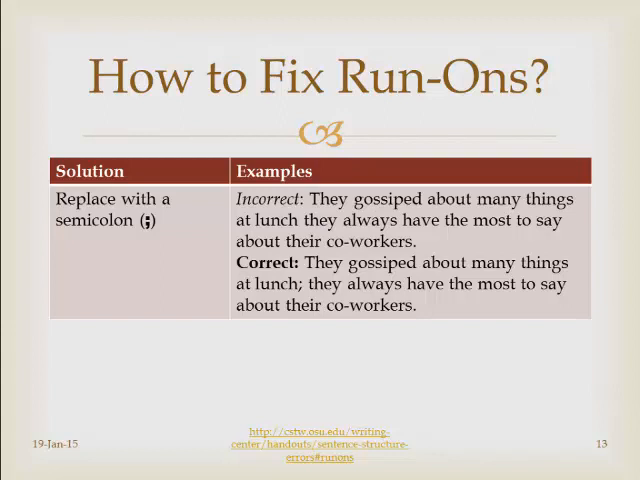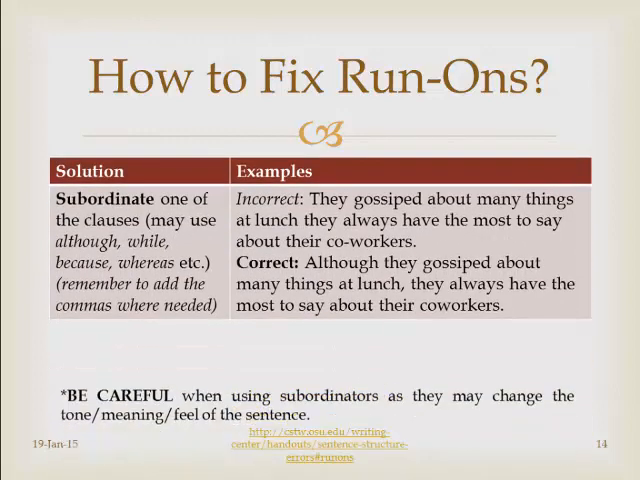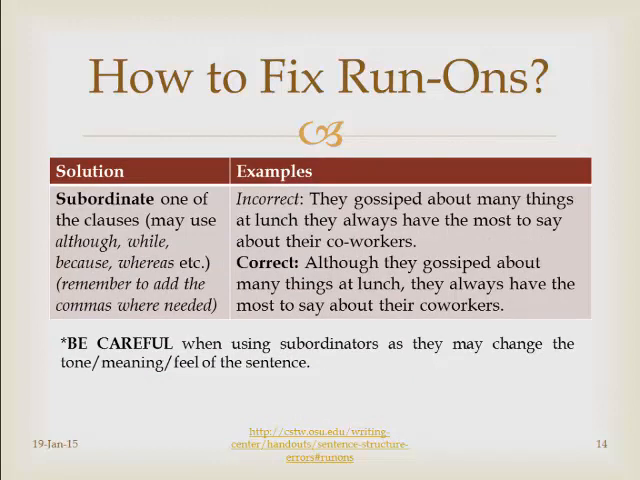So here you just replace it with a semicolon. Separate the two ideas and put a semicolon between the two independent clauses. Or you could subordinate one of the clauses. When you subordinate it, it means it's a little less important. You can do that by using subordinators, words like although, while, because, whereas, and many others. But remember, when you subordinate a clause, it becomes a dependent clause, so you must remember to add the commas where needed.